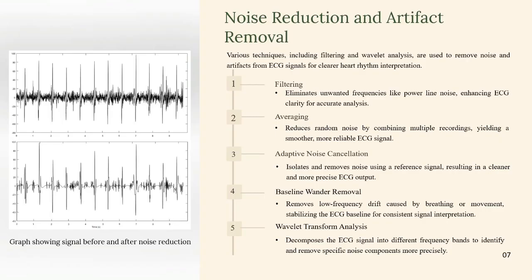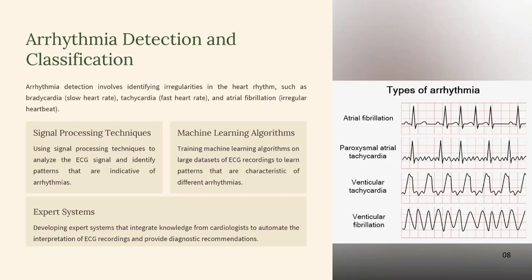And the last step of the noise reduction is wavelet transform analysis, in which we decompose the ECG signal into different frequency bands to identify and remove specific noise components more precisely. And then here you can see different types of arrhythmias, which can be identified through the different waveforms that can be processed through signal processing.